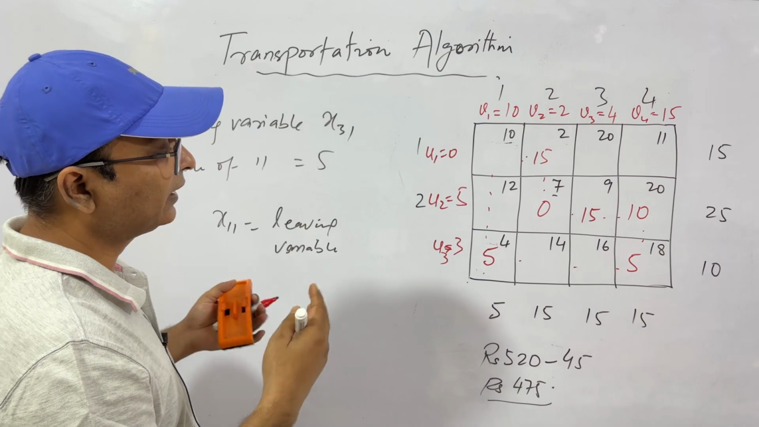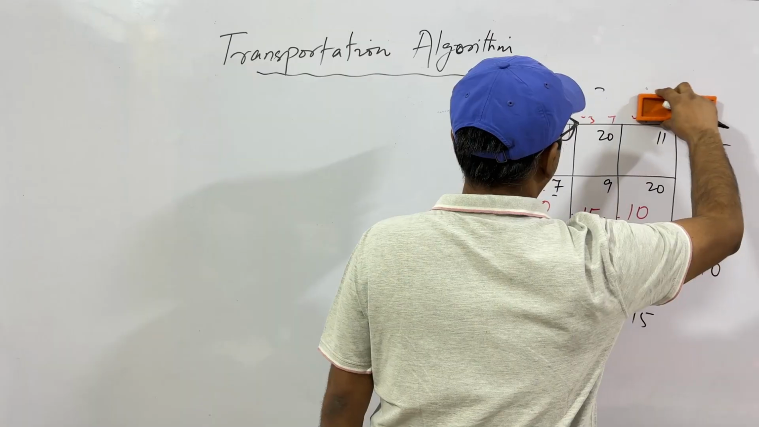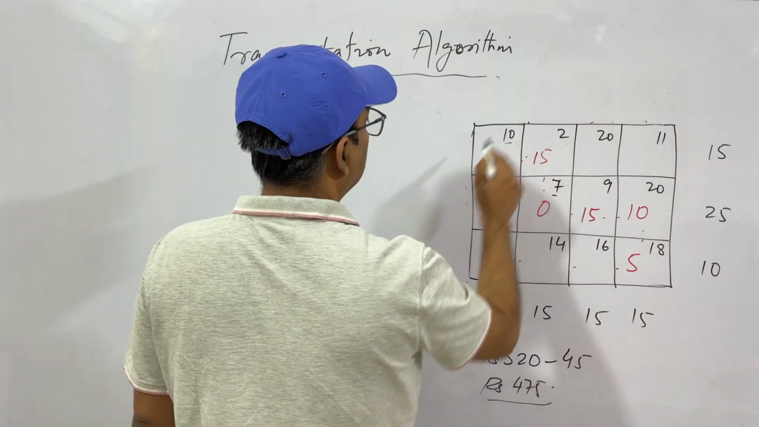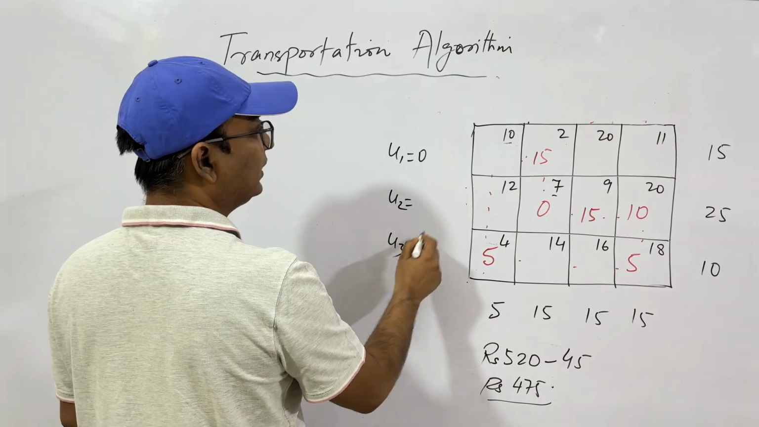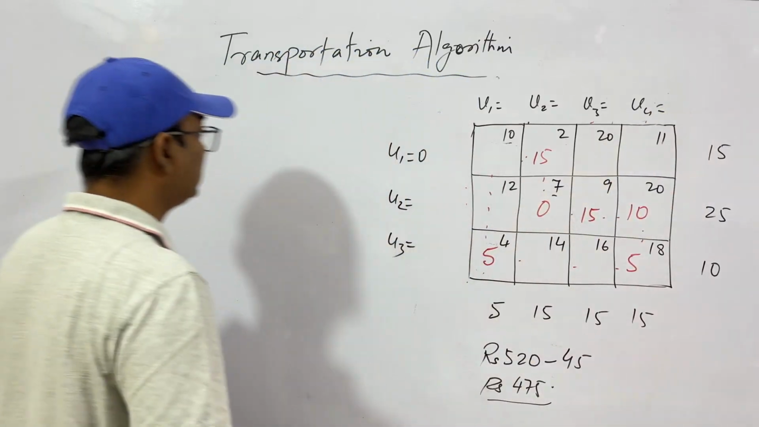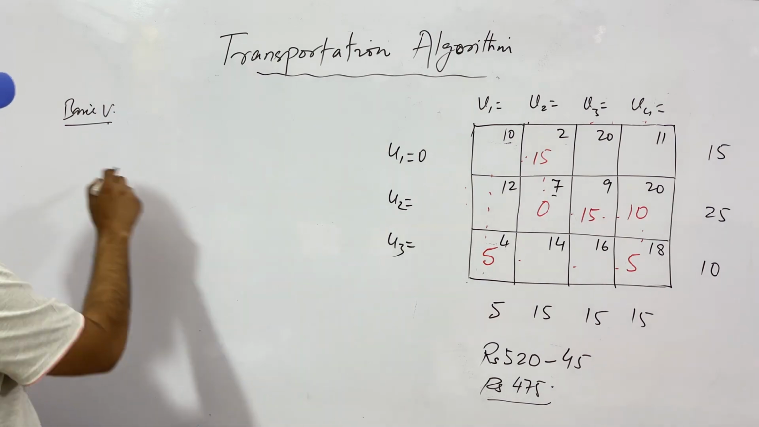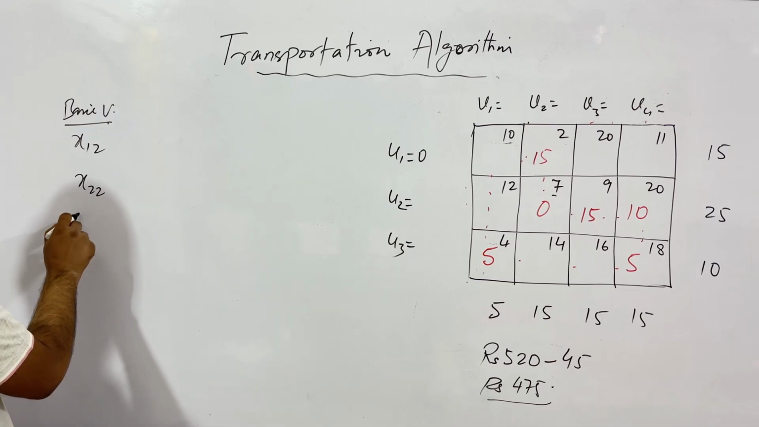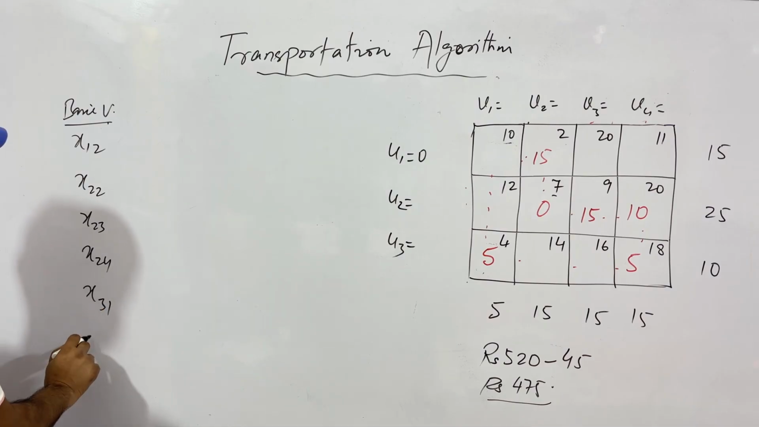Now we'll enter into the second part. We'll recheck whether it is optimum or not. Now let's again take u1, u2, u3. Obviously this will take 0, this will find, and then we'll see what is v1, v2, v3 and v4. So we start with the basic variables of this solution. What are the basic variables now? x12, first one, then x22, then x23, x24, then x31 and x34.